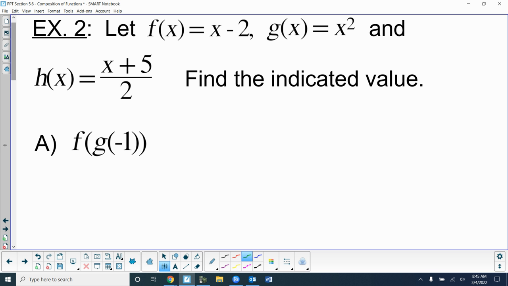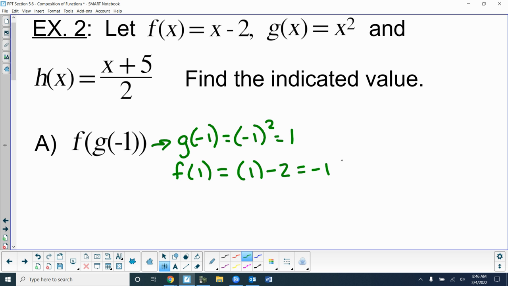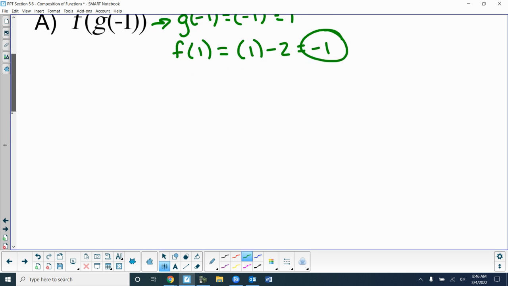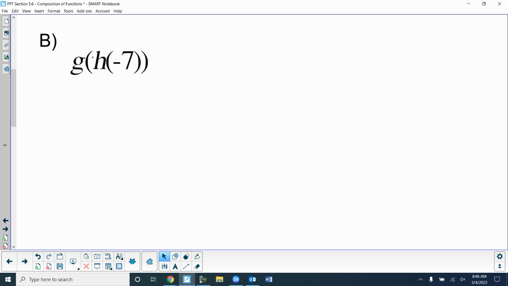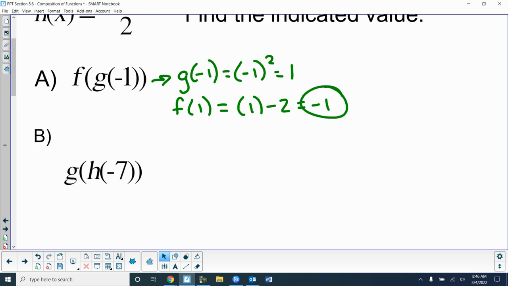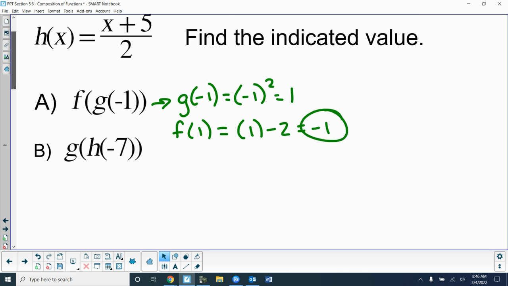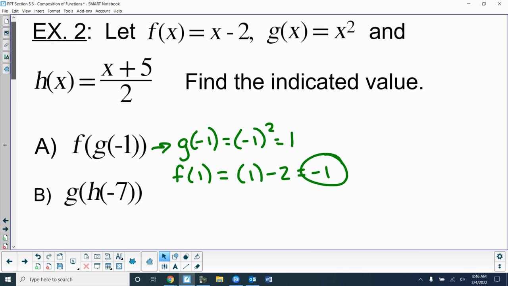All right, so this one, okay, we're going g of -1 first, which is -1 squared, which is 1, right? And then we're doing f of 1, which is 1 minus 2, which is -1, right? That makes sense? There's one with h. Let's move this up. There you go. Try that one.